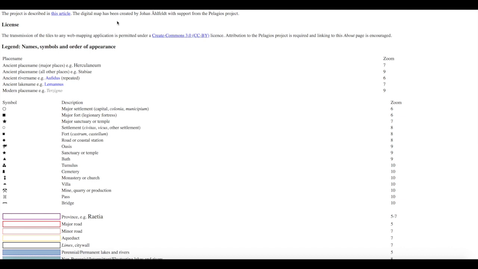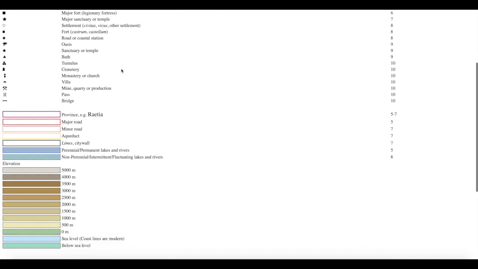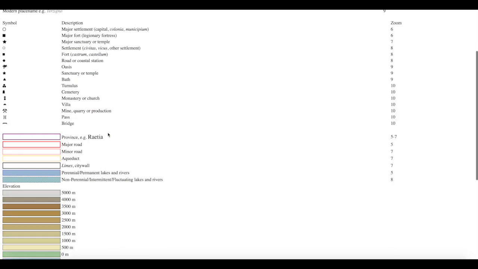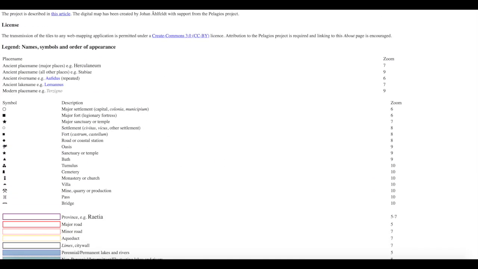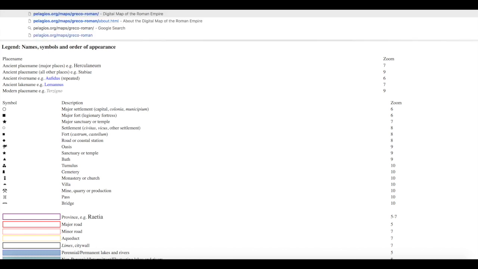This map was created by Johann Anfeld. My apologies if I am mispronouncing the name. And it uses credible sources, but you can read these yourself. So I'm just going to show you the map quickly.